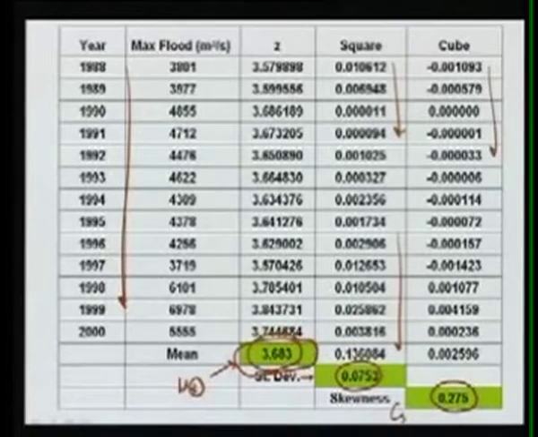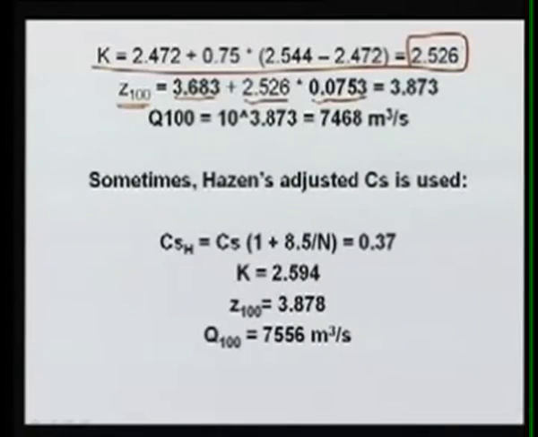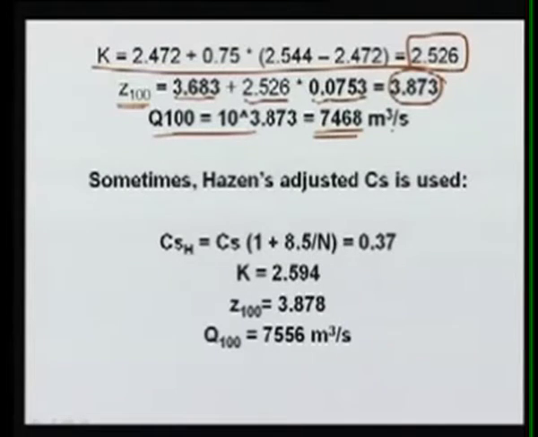Mean, standard deviation, K we have obtained here. So the Z100 comes out to be 3.873, and Q100 is nothing but 10 to the power Z. So in this case it will come out to be about 7,500 meter cube per second. Using the Gumbel's distribution we had obtained a value close to 8,000. Here we are getting almost 7,500 meter cube per second. So both of them are quite close.